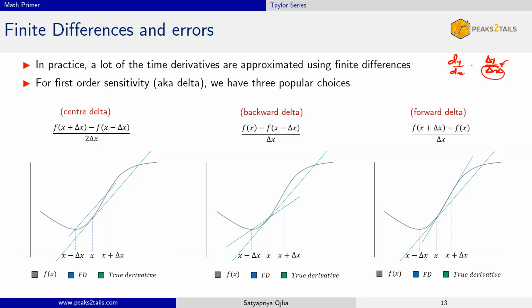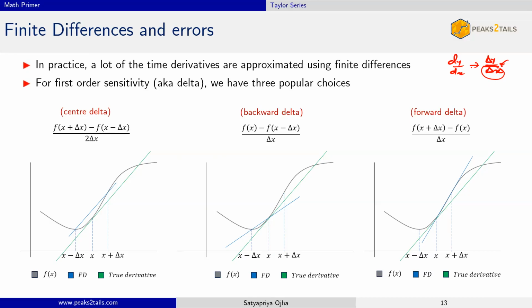Will that be an exact match with the analytical derivative? Of course not. There will be errors. But it is an approximation. So it's called finite differences. And there is a whole different pricing algorithm or pricing engine using finite differences, which is extremely fast and popular. That is something we'll cover in detail later.